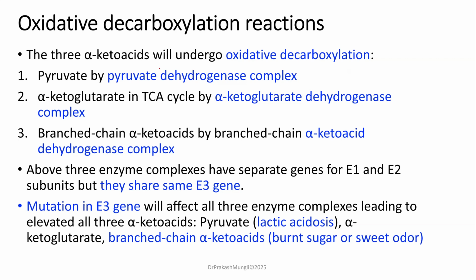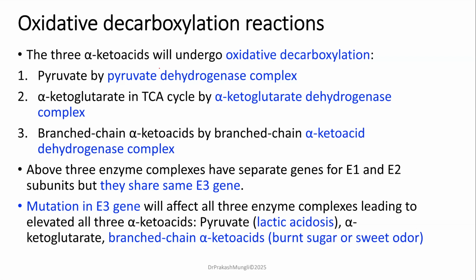Then I have written something else down here. Each one of these E1, E2, E3 subunits are protein subunits, which means they are coded by genes. For any protein, you need a messenger RNA, and then protein synthesis goes on. So each subunit has its own separate gene. There is a separate gene for the E1 subunit of pyruvate dehydrogenase complex, a separate gene for the E1 subunit of alpha ketoglutarate, and the same for the E2 subunit. Each of them has individual genes for the E1 and E2 subunits only.